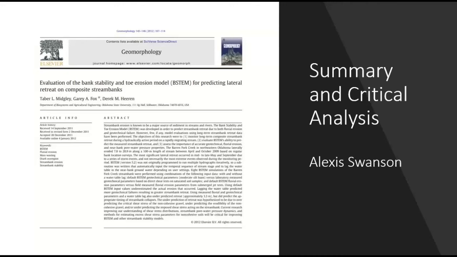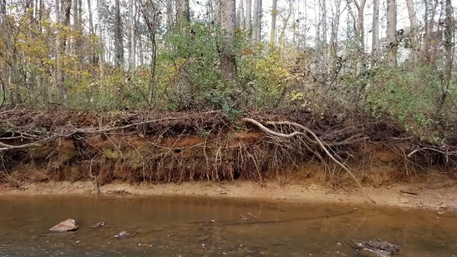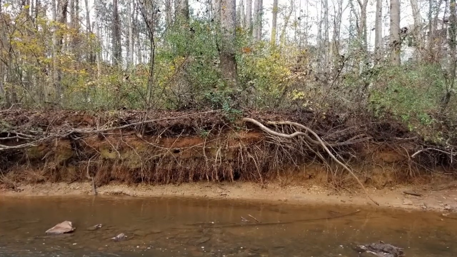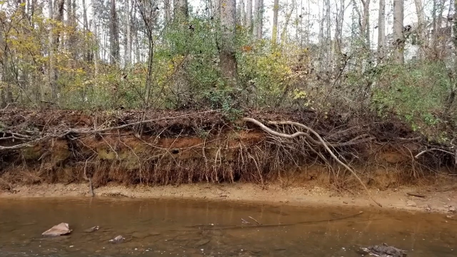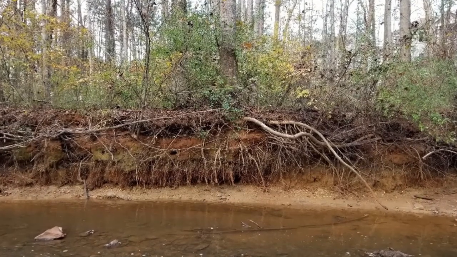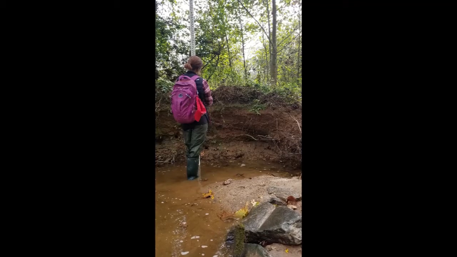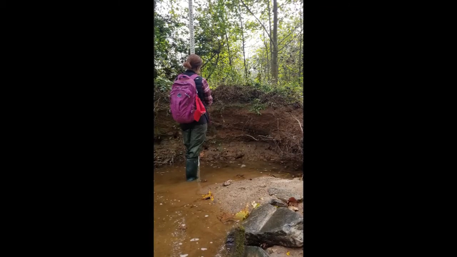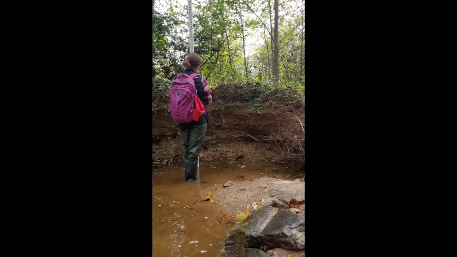This is a summary and critical analysis of Midgley et al.'s evaluation of B-stem for predicting lateral retreat on composite stream banks. The authors start with an introduction of stream bank erosion and its issues. As you can see in the pictures, stream bank erosion is not very aesthetically pleasing. Not only this, but erosion causes high sediment loads and is one of the leading pollutants in streams. An understanding of this erosion can lead to better stream restoration efforts.